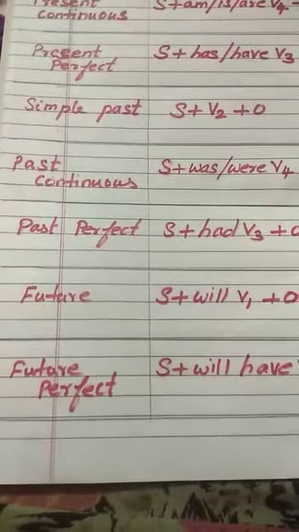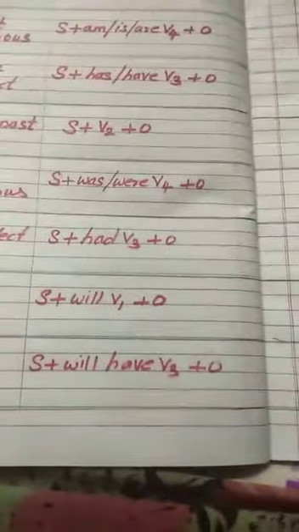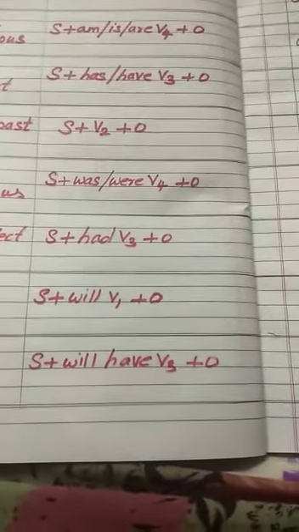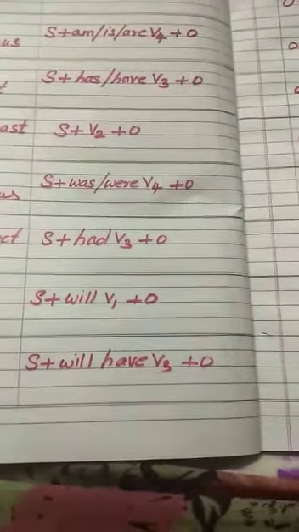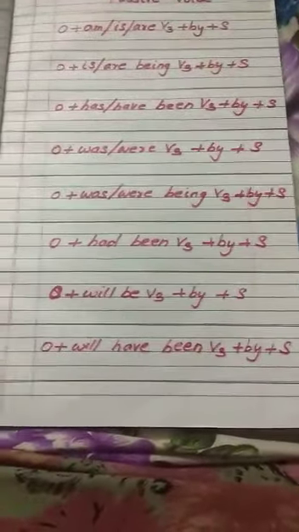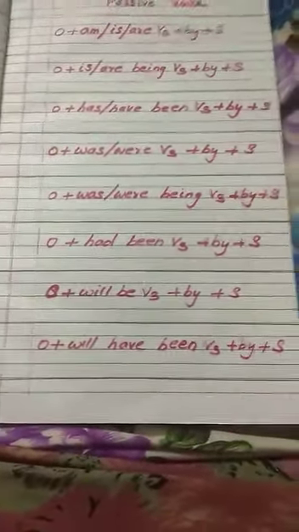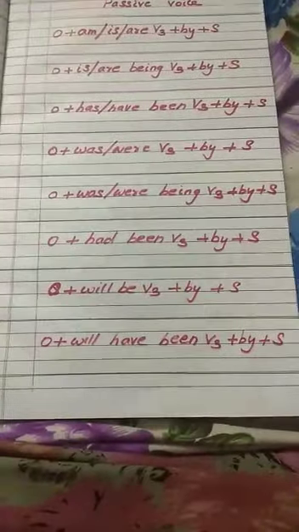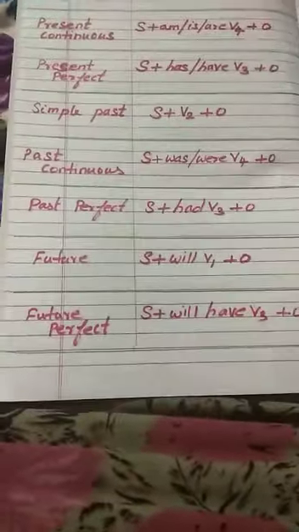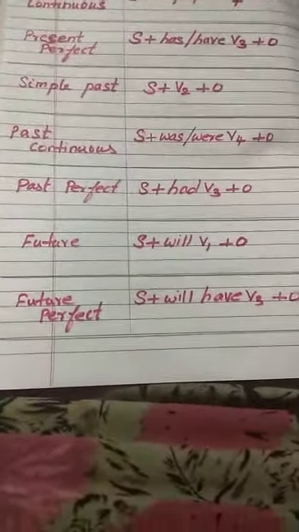Now we are going for past continuous. Here in past continuous, same way, the verb will be in the ing form. Now we will be adding was or were because it's a past. So we are using was or were and then the ing form of the verb and an object. When it is converted, was or were will be there, and then we are adding being because the verb is in the ing form. So here also we are adding being and then the verb in the third form and then by subject.